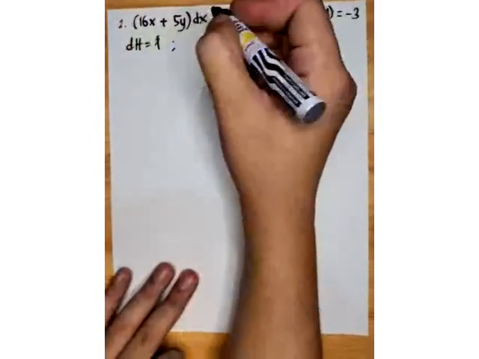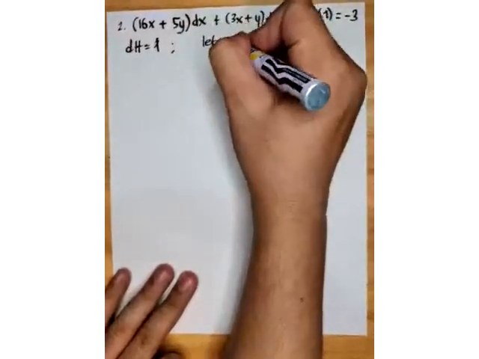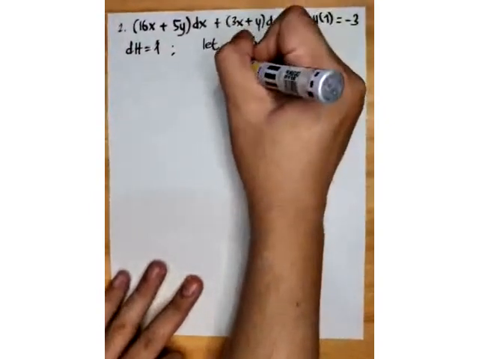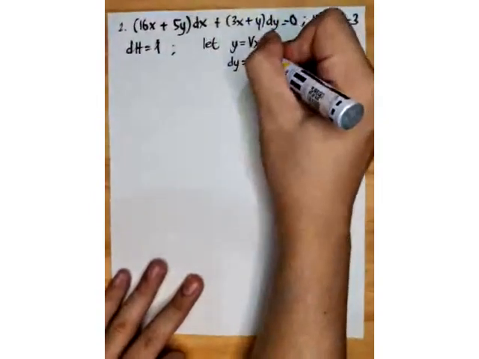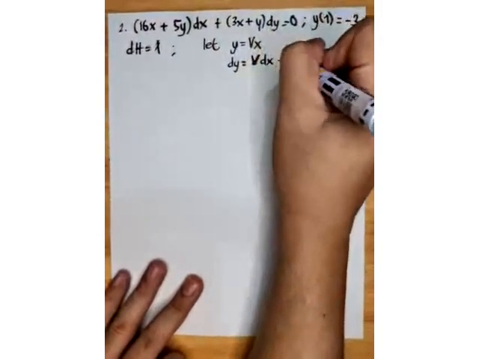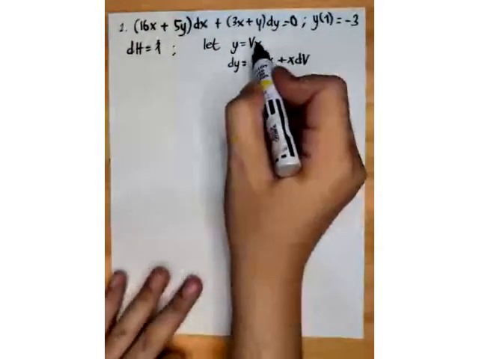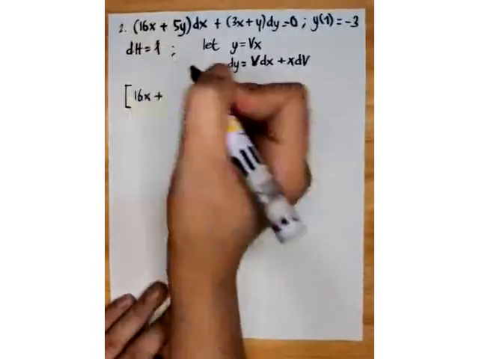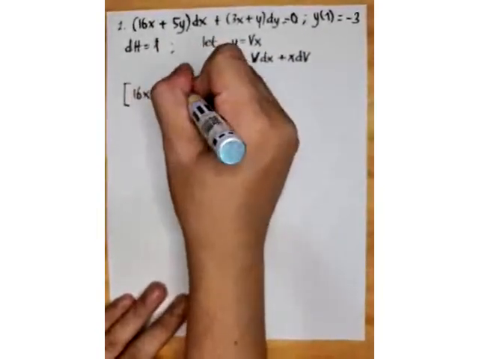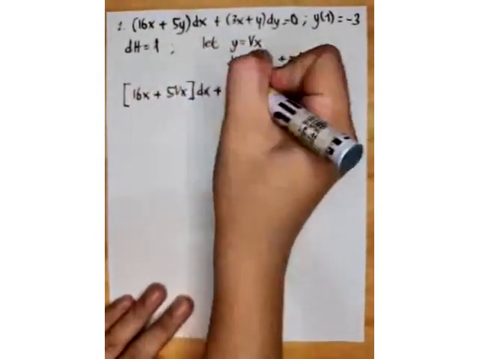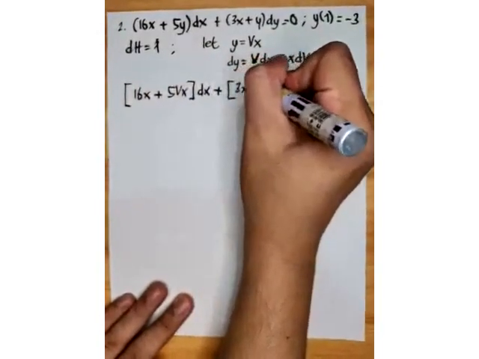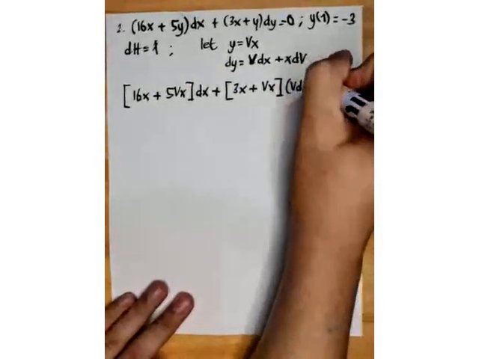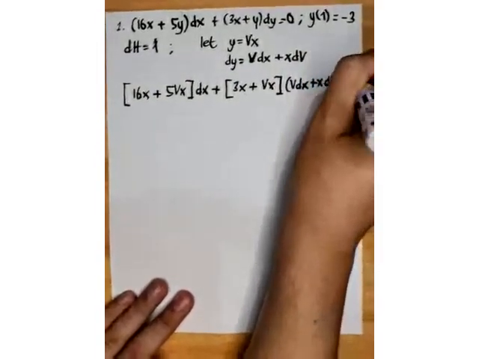So let's have the substitution. Let y is equal to vx. Okay, and dy is equal to v dx plus x dv. Ayan. So let's substitute the two to our given differential equation. So that's equal to 16x plus 5vx dx plus quantity 3x plus vx times v dx plus x dv is equal to 0.